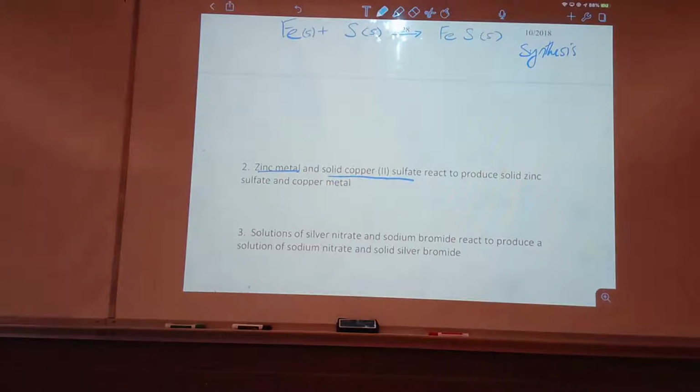All right, so let's write this one out. We got zinc metal. So what would the formula be for zinc metal? Zn. Yeah.